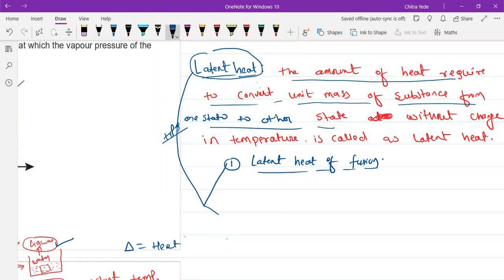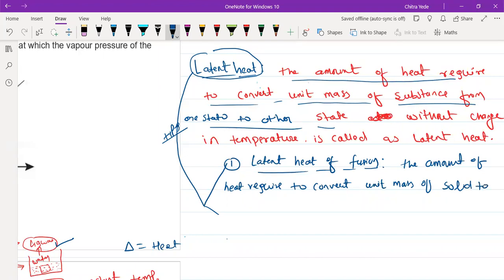Okay, now for latent heat of fusion, we have to write: the amount of heat required to convert unit mass of solid to its liquid state without change in temperature. Okay, this is called what? Latent heat of fusion. Understood now?